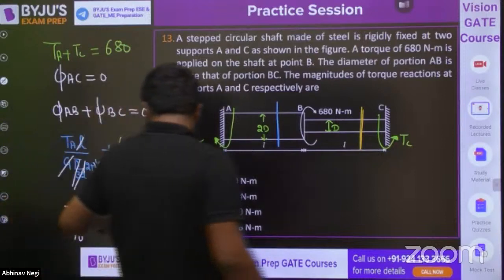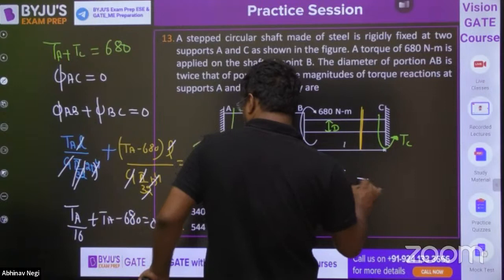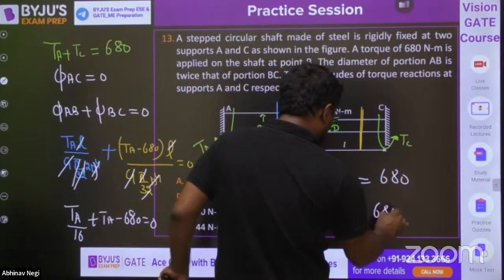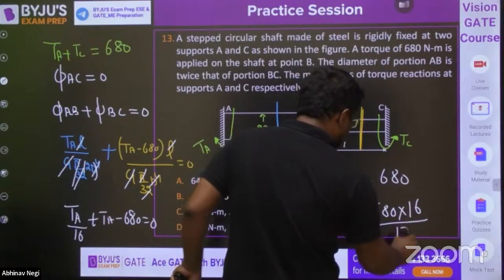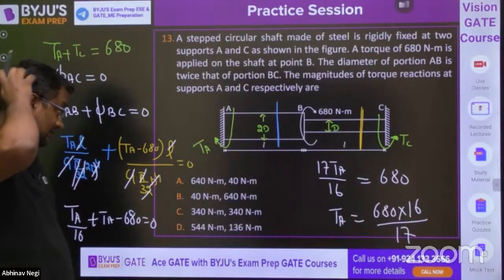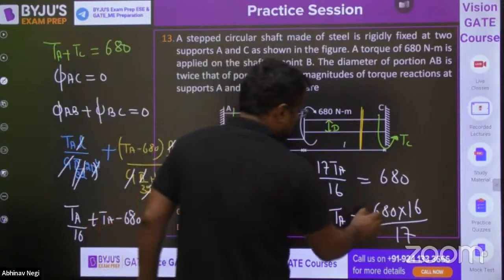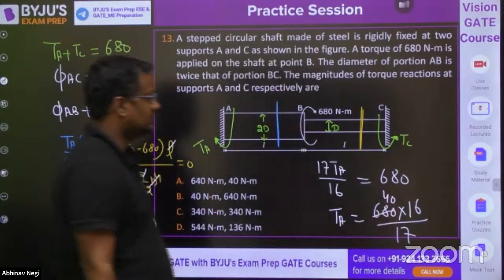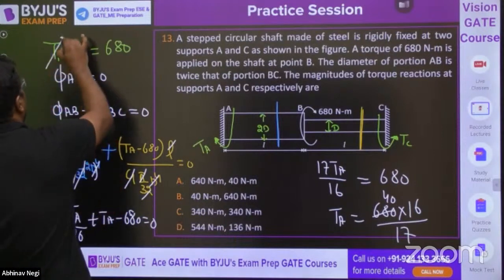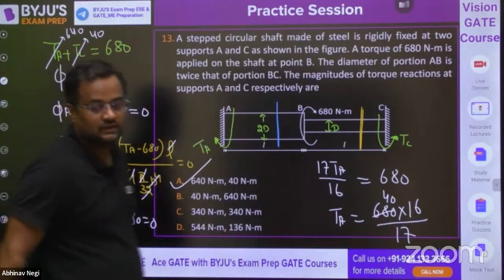So from here, 17 TA by 16 is equal to 680, and TA is equal to 680 into 16 by 17. So 17 times 4 is 68, 40, 6, 480. 480 is coming, guys. 17 into 40 is 640. So if this is TA, 640, so that will be 40. So option number A. Have you got it?